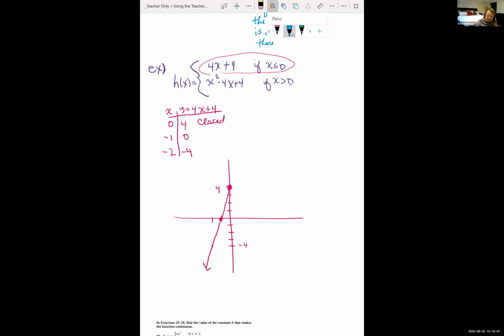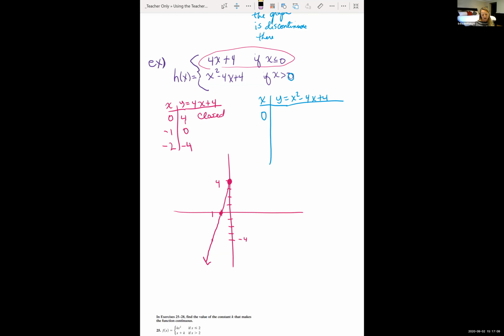So now again, looking at the other equation. We have x, our y value is x squared minus 4x plus 4. I need to see what's going on at my end value of my inequality, even though it's not included. So plugging in 0 here, I get 0 squared minus 4 times 0, still 0, plus 4 is 4. And this is an open circle. So technically I have an open circle here, but it's already closed from the first equation, so I would just keep it closed there.